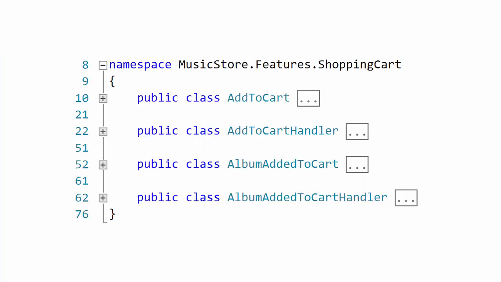So just as a code snippet here, this is actually what you would see in Visual Studio in the MVC application that I have, which is I have the add to cart handler, the notification, the event, the album was added to the cart, and its handler, all within the same file. I don't separate these into separate files. I don't put them into different folders. They're all contained within one file.